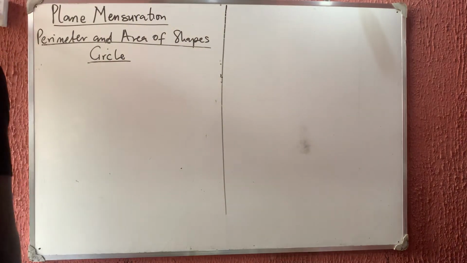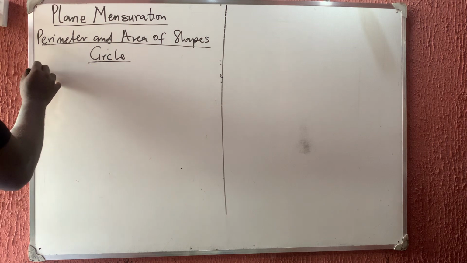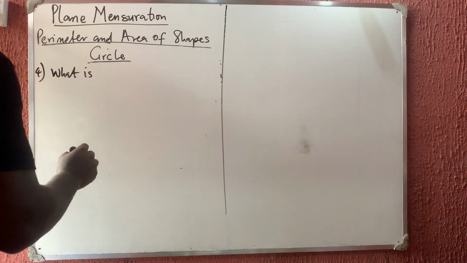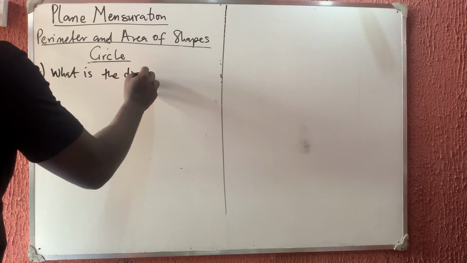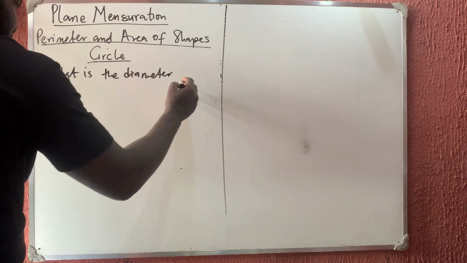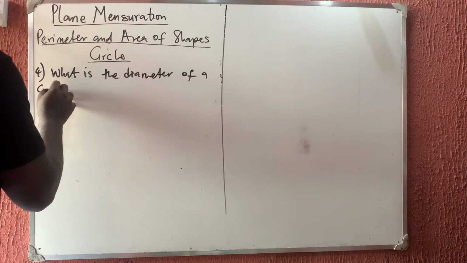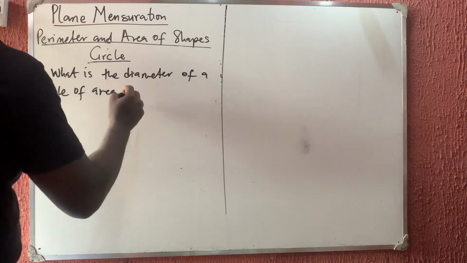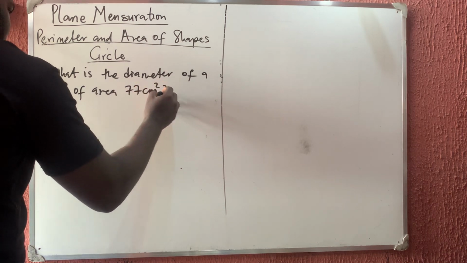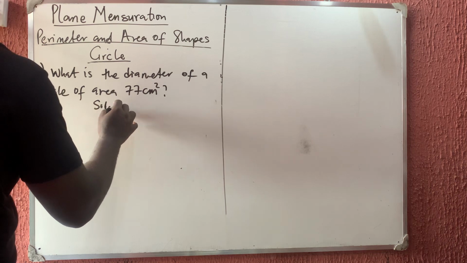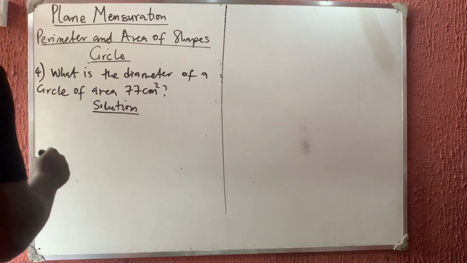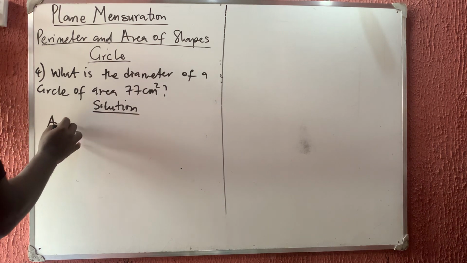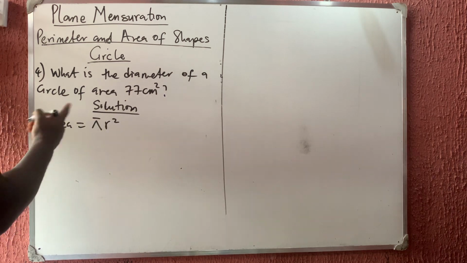So question number 4 said what is the diameter of a circle of area 77 cm square? It's a very simple question. Solution. Now, what do we do in this case? They gave us the area, and I know that area is given as pi r square.